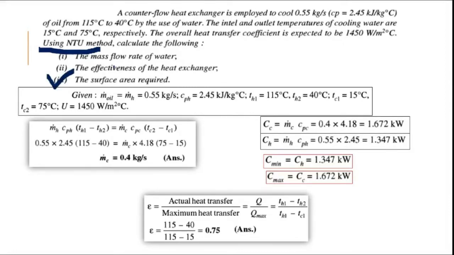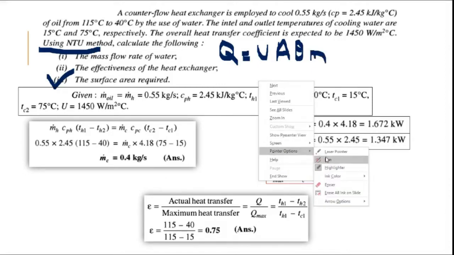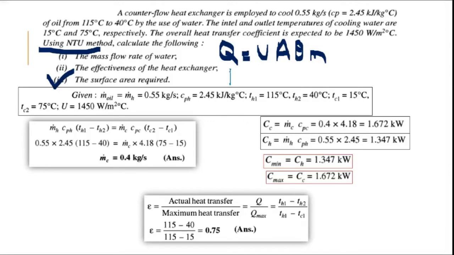The next part of the question says, find the surface area required. In order to find the surface area required, till now we were using the LMTD method. What we were doing, we were saying that Q is equal to U multiplied by A multiplied by theta M. Now tell me, for this case, do we have this Q value with us? Have we determined the Q value, or can we determine the Q value by any other relation? Yes, we can find the Q value because we have MH, CH, we have CPH, TH1, TH2. So this Q value can be determined.